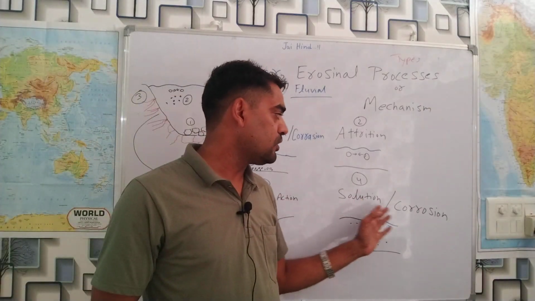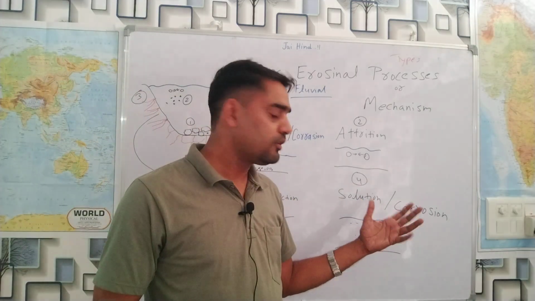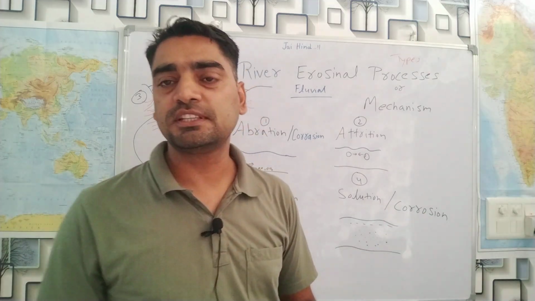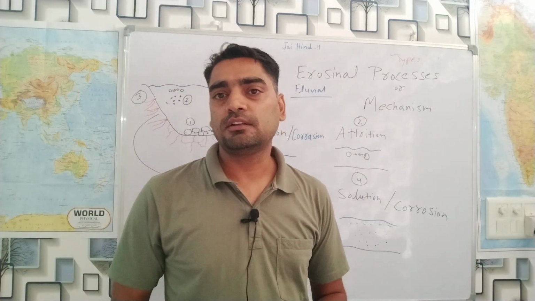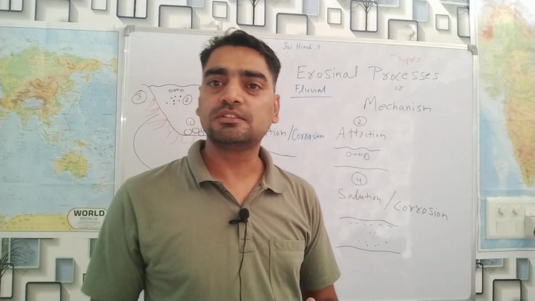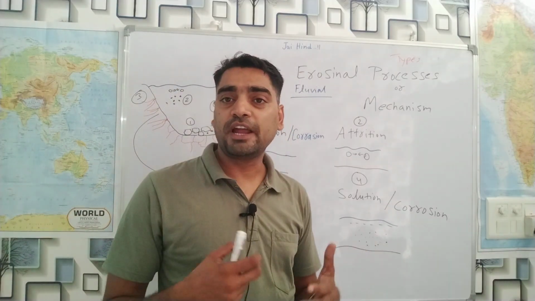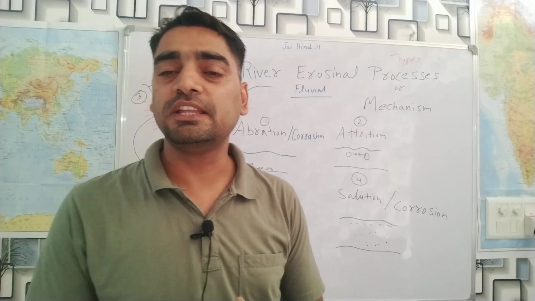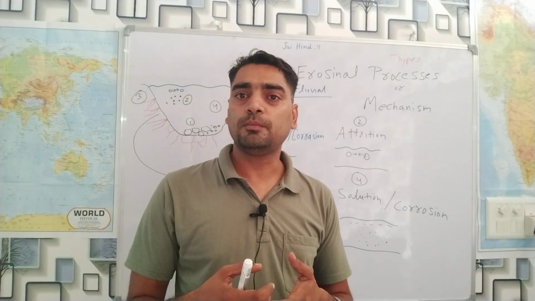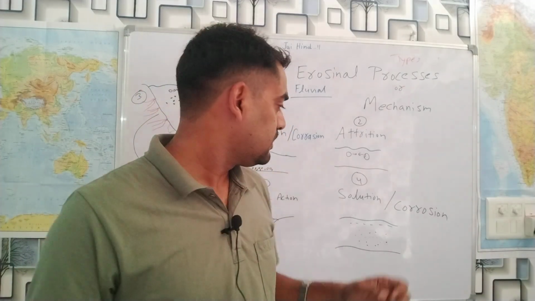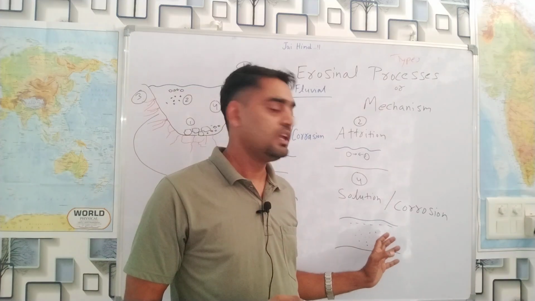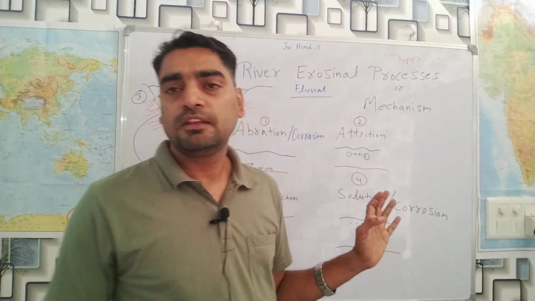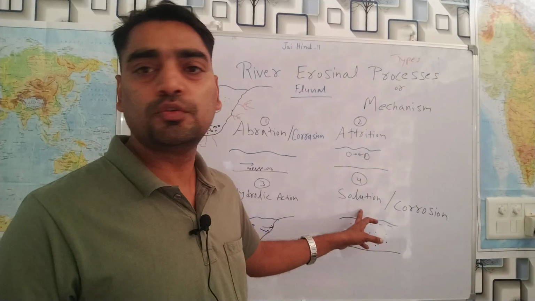Next is solution or corrosion. This is a kind of chemical erosion, you can say. Because of the property of water, when it comes in contact with different minerals or the river bed, some kinds of rocks or minerals get dissolved by the help of solution, and they flow with the water. This kind of erosion is called corrosion or solution.